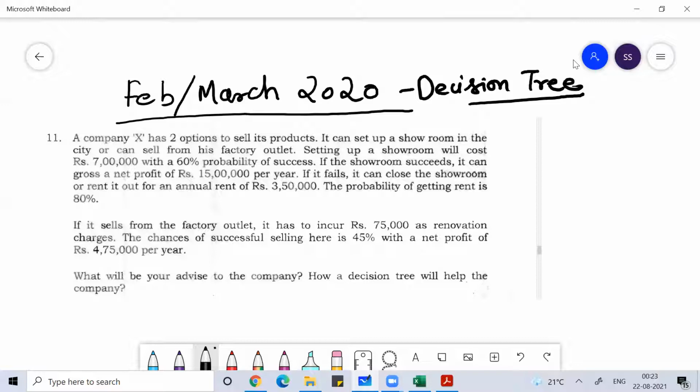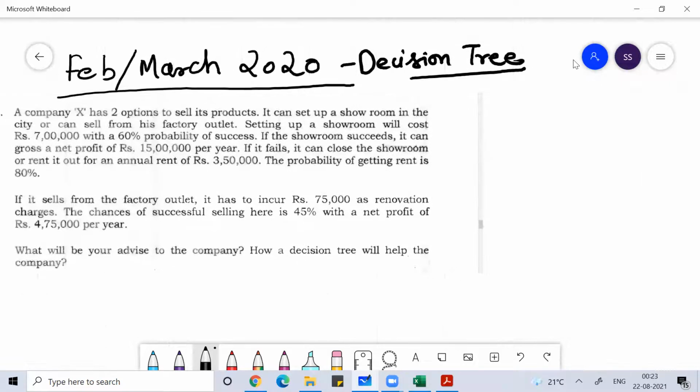Here, if you see this question, there's a company X. It has two options to sell its product. It can set up a showroom in the city or it can sell it through factory outlet. So two options the company has. We analyze all the options, what can be done by the company, and we'll see which entertains the maximum economic value to the firm. The economic value I'll represent with the symbol EMV.